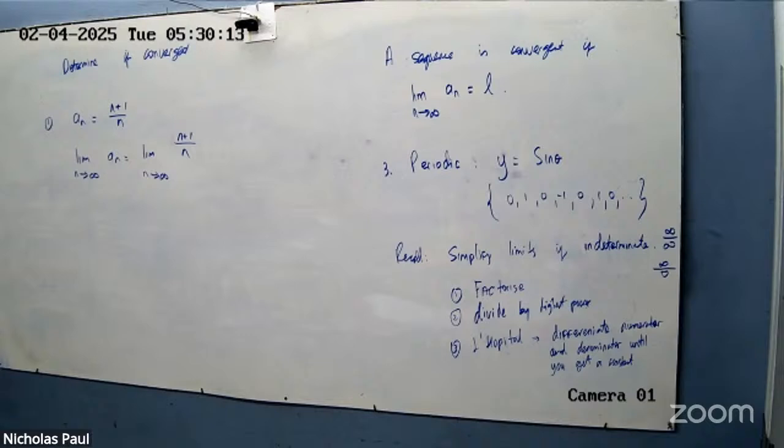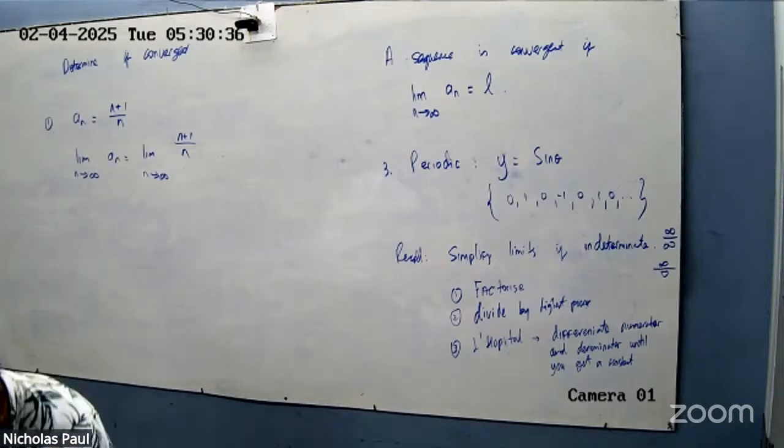If you can't factorize, you divide by the highest power. So you can't factorize anything there, right? Divide by the highest power, then plug in infinity and see what you get. What is 1 over infinity again? 0. 1 over infinity is 0.